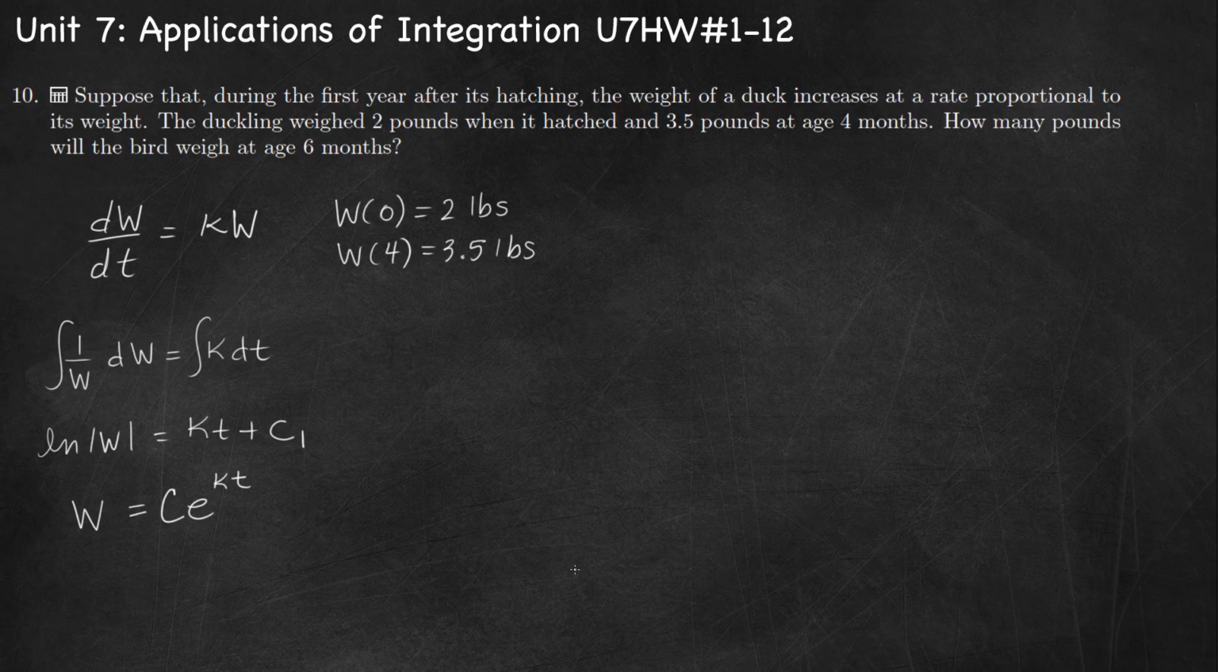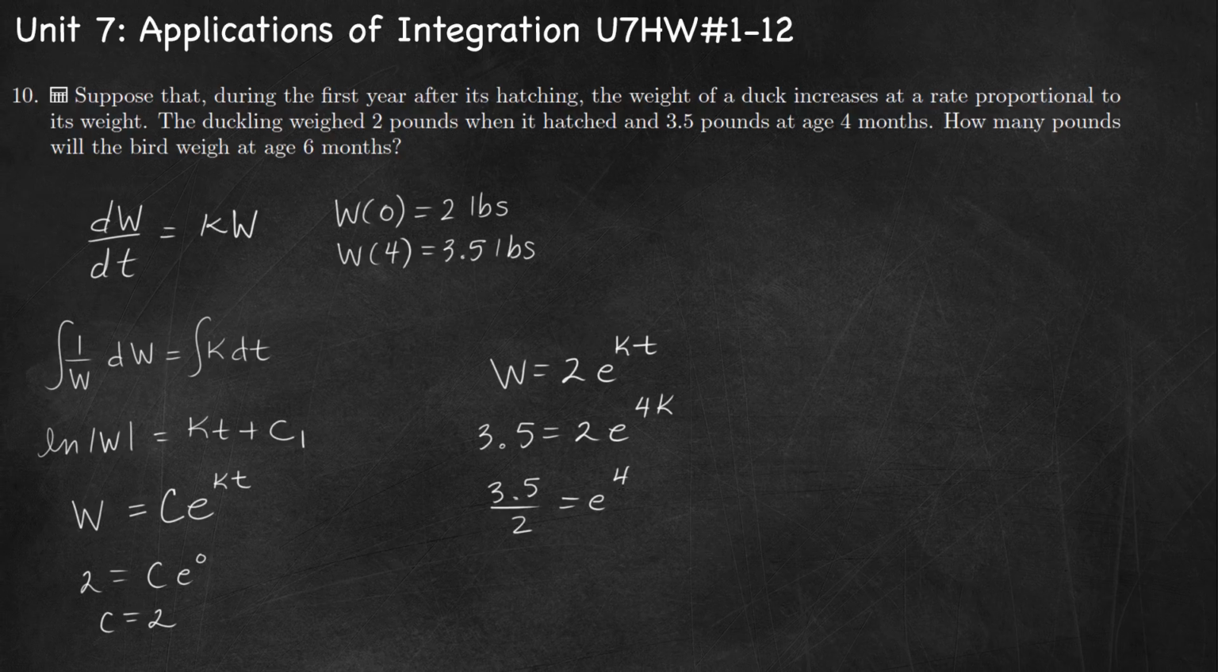So I'm going to use my initial condition, w of 0 equals 2, to solve for c. I have 2 equals c e to the 0, which tells me that c equals 2. Okay, so w equals 2e to the kt. I'm going to use my second point to solve for k. 3.5 equals 2e to the 4k. So divide by 2. 3.5 over 2 equals e to the 4k.